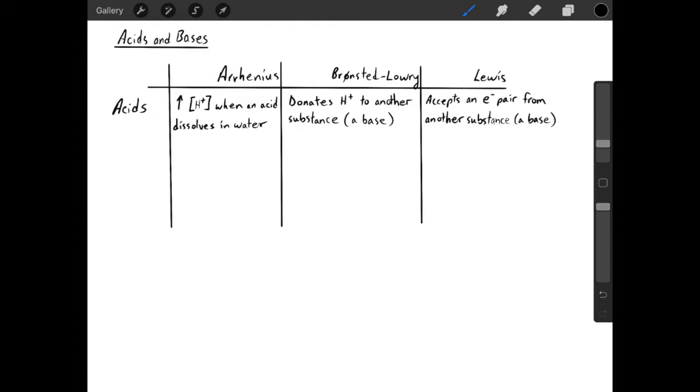The Arrhenius and Bronsted-Lowry models are similar and fairly specific in that they're primarily concerned with H+ ions when it comes to acids. The Lewis model is a little bit broader in that it's concerned with the transfer of electron pairs.